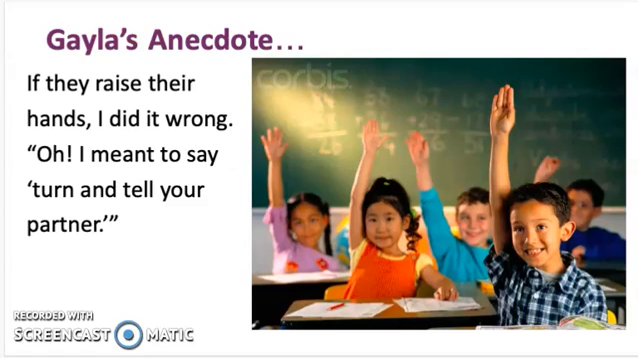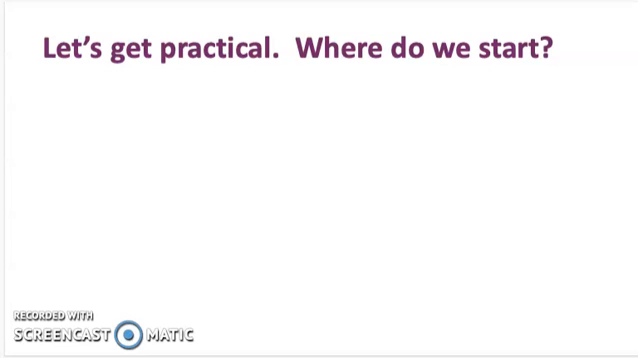However, I would say that a partnering conversation needs to be the primary way that our students are answering our questions. Because if they're raising their hand, then it's one student talking, one student thinking. If they're telling a partner, then everyone has an opportunity to answer. So let's get practical. How do we make this happen?